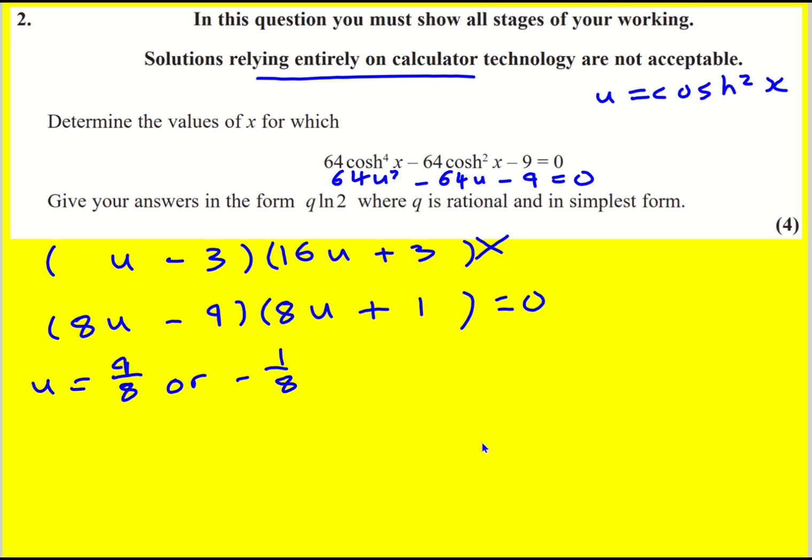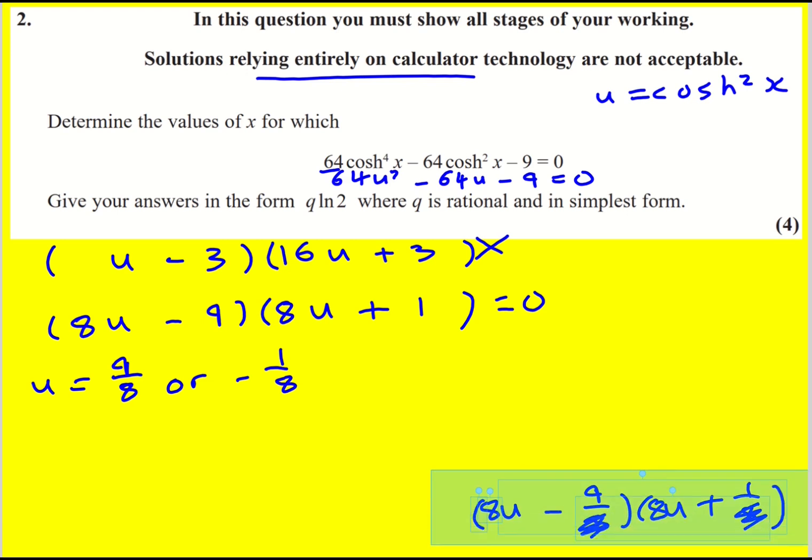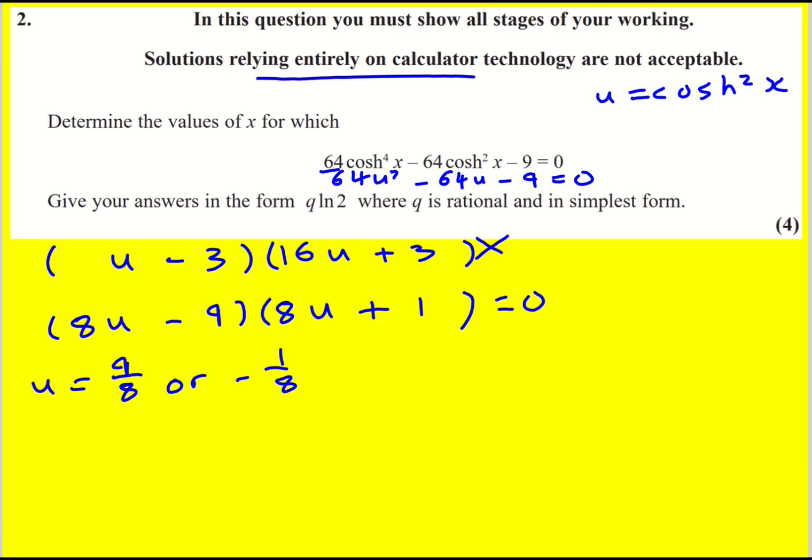But the thing I'm trying to say with this is that you can then use that to help you factorize, because it would be u minus 9 over 8 and u plus 1 over 8. But because we know the leading coefficient is 64, I need to times through by 64. So I can times the left-hand bracket by 8 and get this, and the right-hand bracket by 8, and we get the same thing. So you can help yourself factorizing when you've got your calculator in that way. Right, now remember, u is cosh squared x.